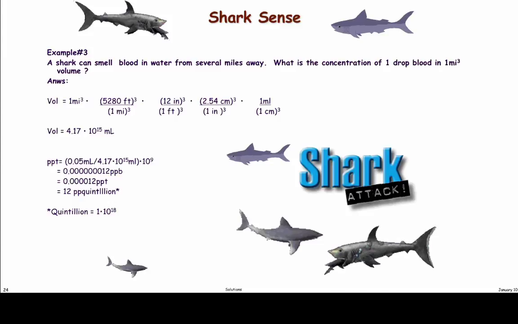I actually had to look up on the internet something called a quintillion, which is 1 times 10 to the 18th. And now what you have is that the concentration of blood in 1 cubic mile is 12 parts per quintillion.